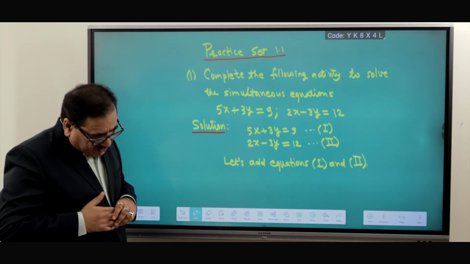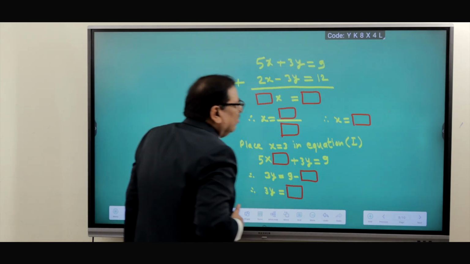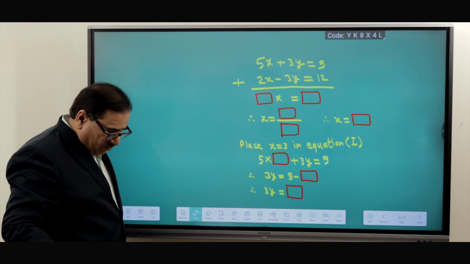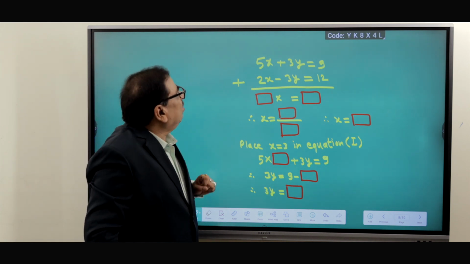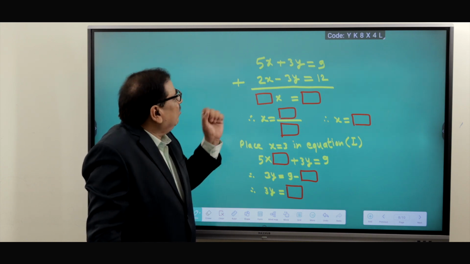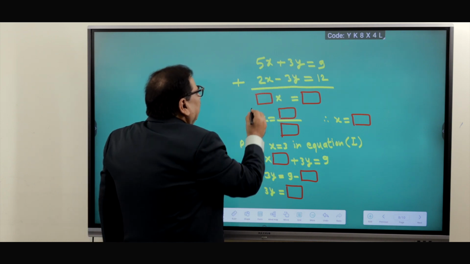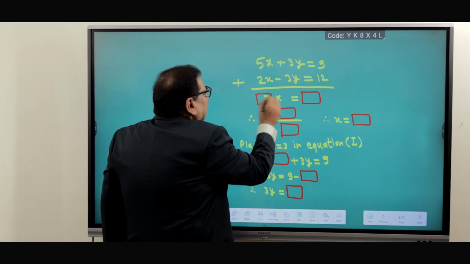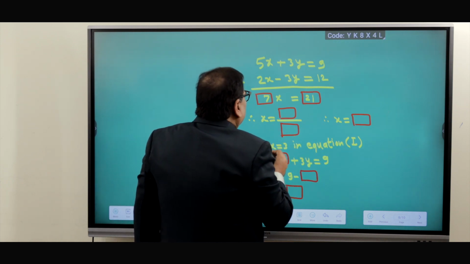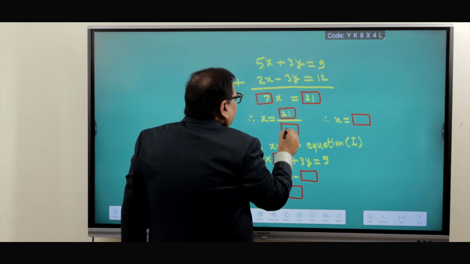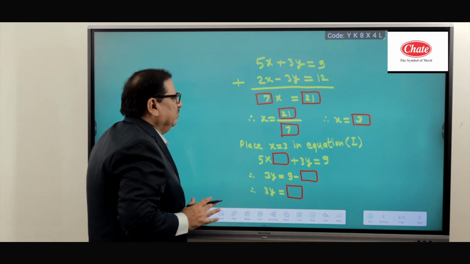Let's add equations 1 and 2. Here again we have to solve it. 5x plus 3y is equal to 9, 2x minus 3y is equal to 12, and therefore plus 3y and minus 3y cancel. 5x plus 2x is 7x is equal to 9 plus 12, 21, and therefore x is equal to 21 upon 7, and therefore x is equal to 3.